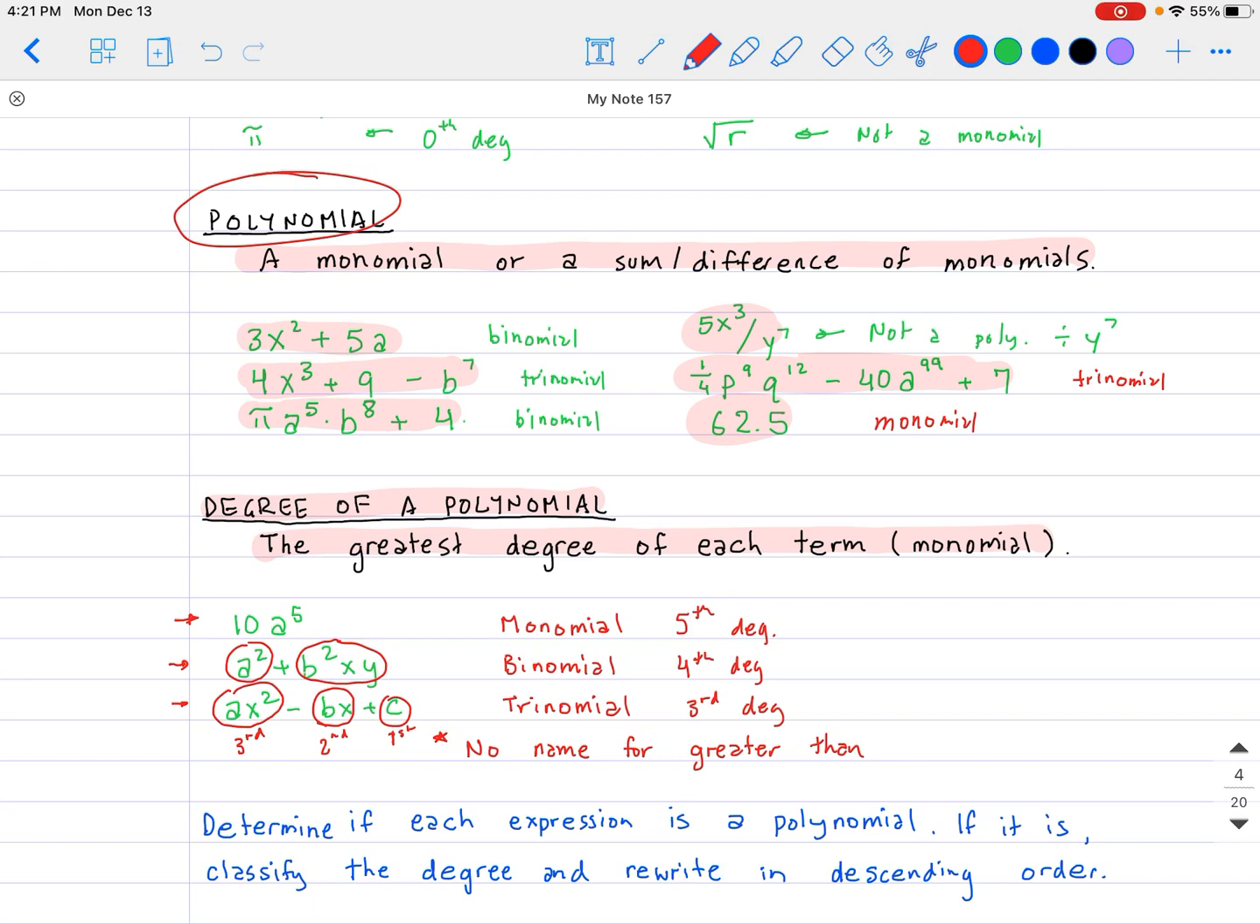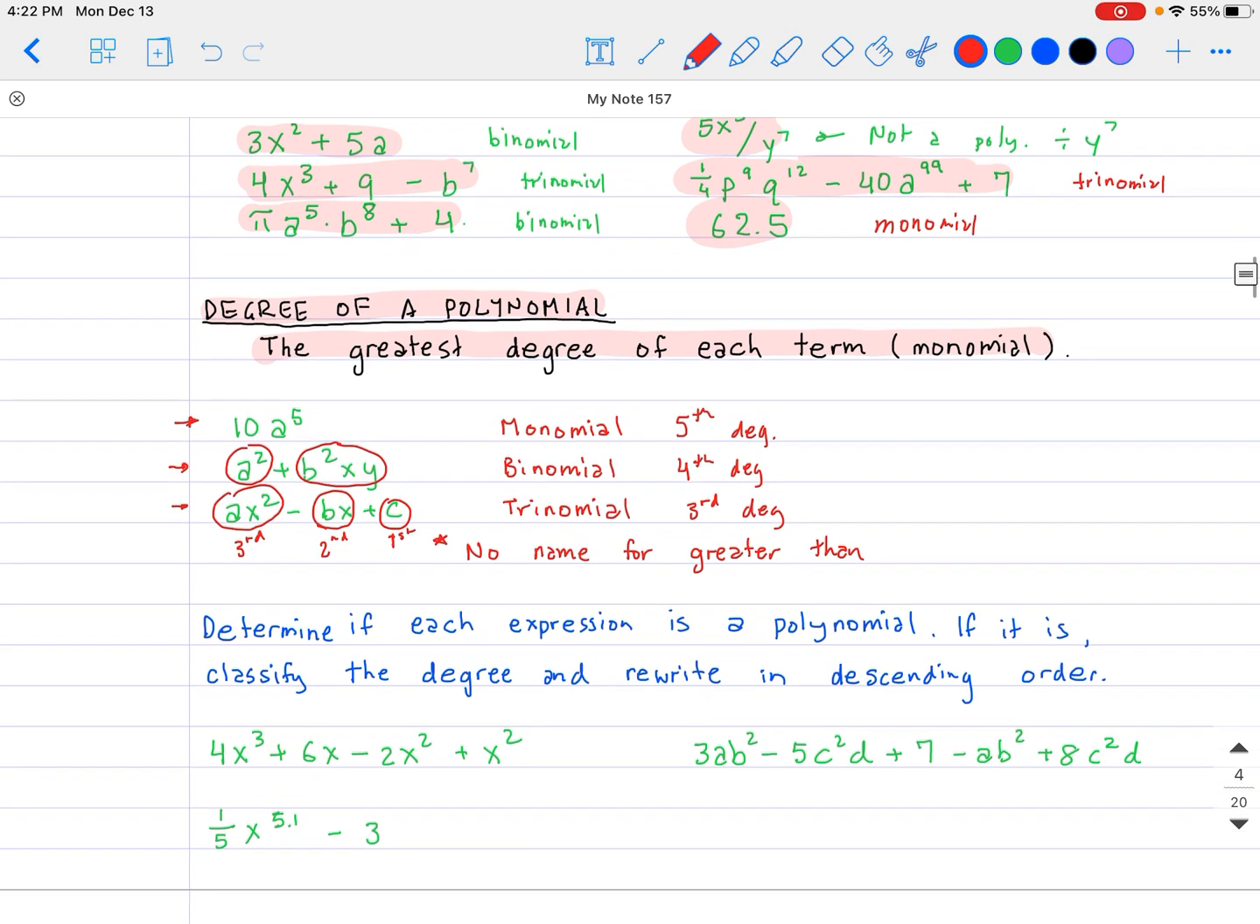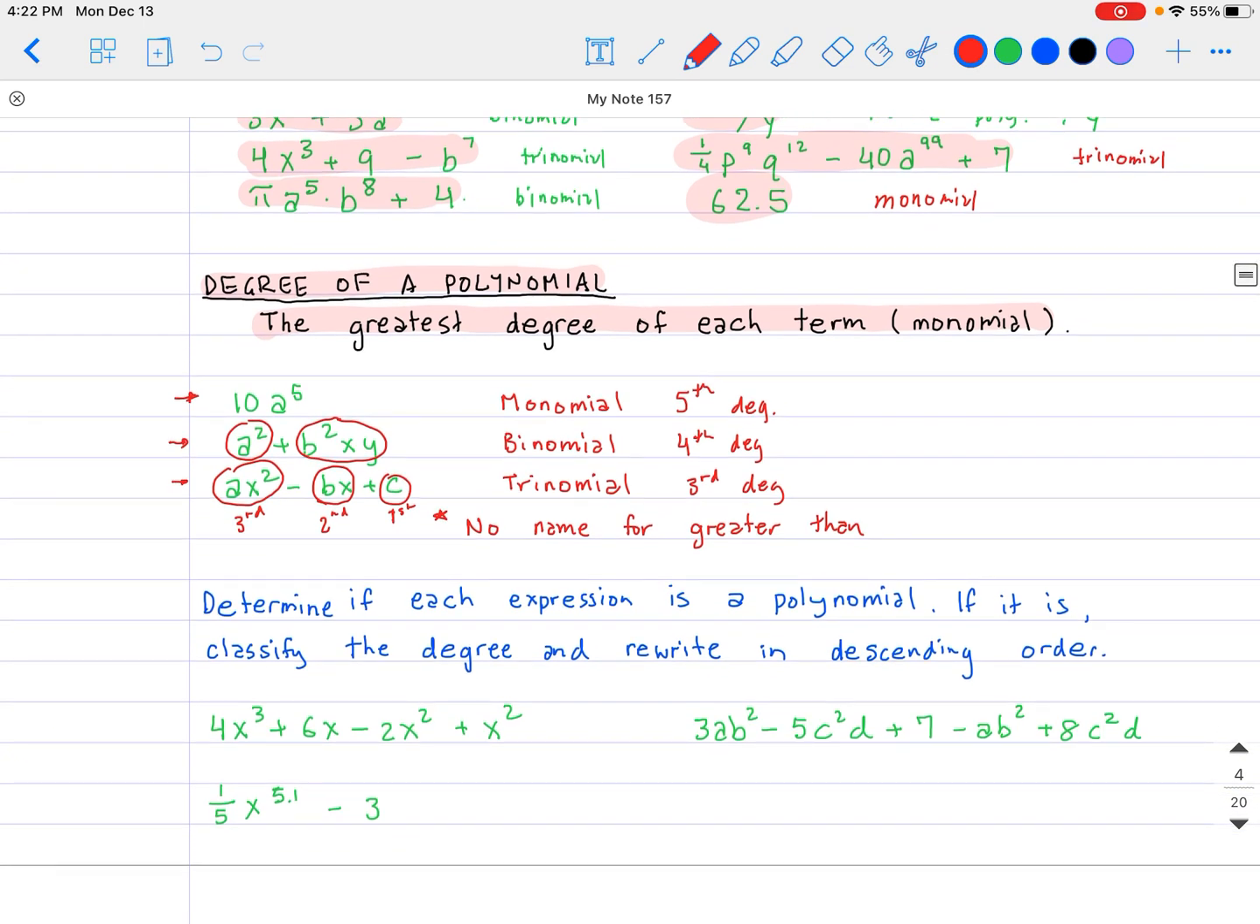We don't even bother with quadnomial or syncnomial or whatever. We'll just go ahead and call it polynomial then, okay? Okay, so now I want to take each of the following polynomials, and I want to determine, first of all, if each of the expressions is a polynomial, and then from there classify what is the degree and rewrite it in descending order.